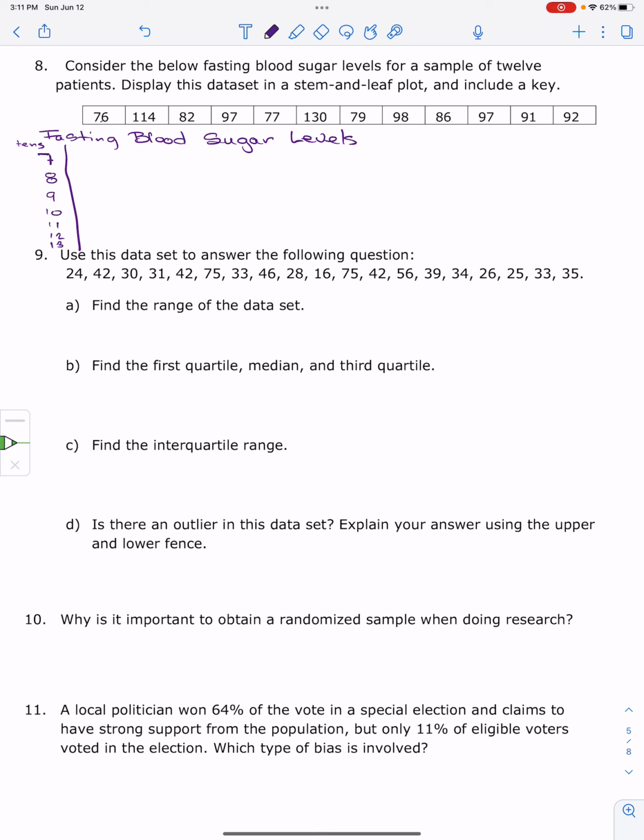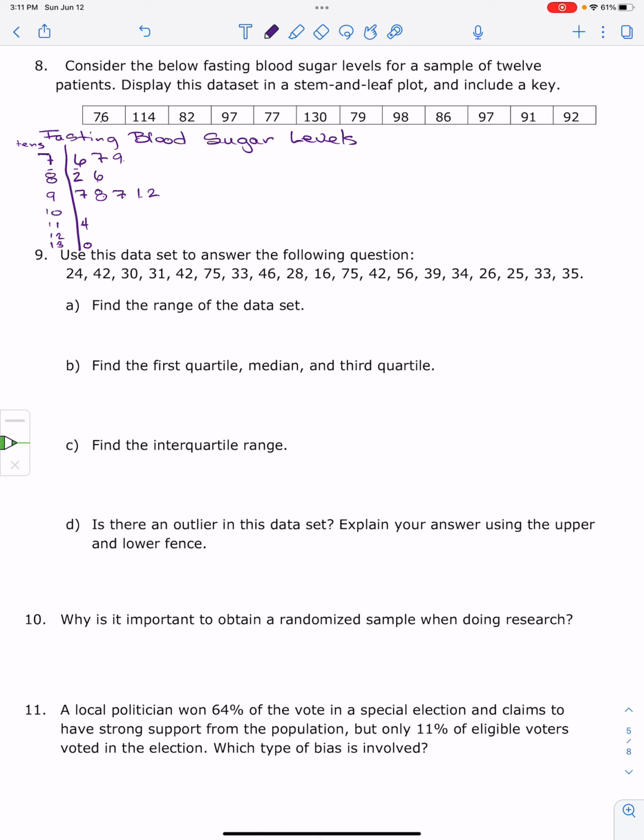And now I'm going to list the ones over here. So I've got 76. There's my 76. 114, I got 114, goes right here. 82, 97, 77, 130, 79, 98, 86, 97, 91, and 92. So that's 12: 1, 2, 3, 4, 5, 6, 7, 8, 9, 10, 11, 12.